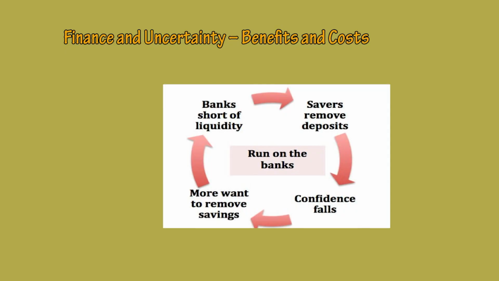Similarly, the example that is on your screen, as we are discussing, is the run on the bank. Let's say the savers remove their deposit from a certain bank. The confidence about the bank falls. Then more people want to remove savings, more and more people want to remove their savings. As a result, the bank is going to run out of liquidity. They'll be short of liquidity. As that happens, more people would like to take away their deposit because they're losing trust, and so on. This is a vicious circle that goes on. Now, this is called the run on the banks.